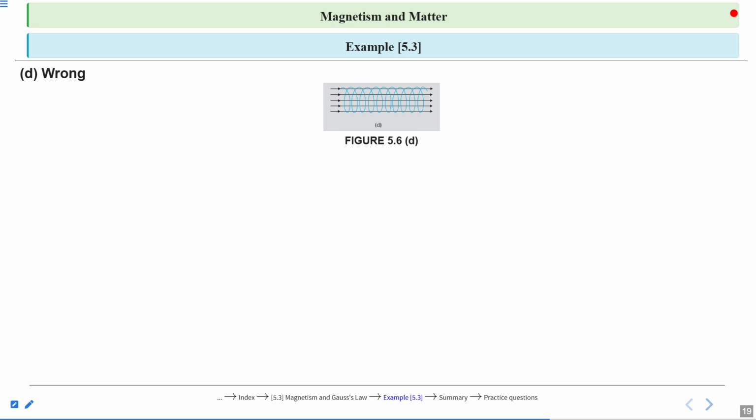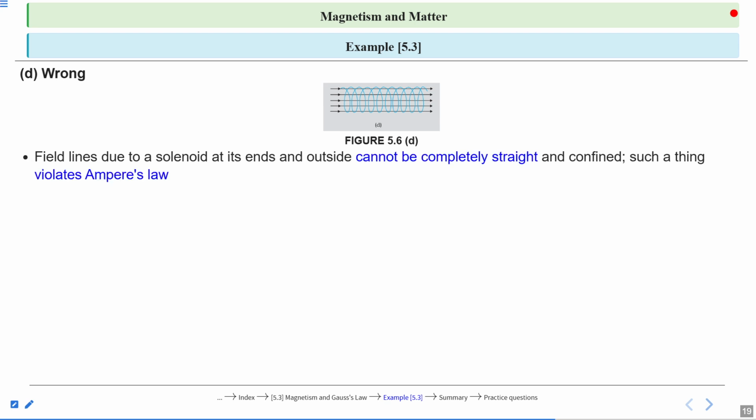So we know that for a long solenoid, the magnetic field is parallel to the axis and uniform inside. If the solenoid is finite, not very long, the magnetic field lines near the center are uniform and along the axis, but near the ends, they are non-uniform. The pattern resembles the bar magnet pattern. That means field lines due to a solenoid at its ends and outside cannot be completely straight.